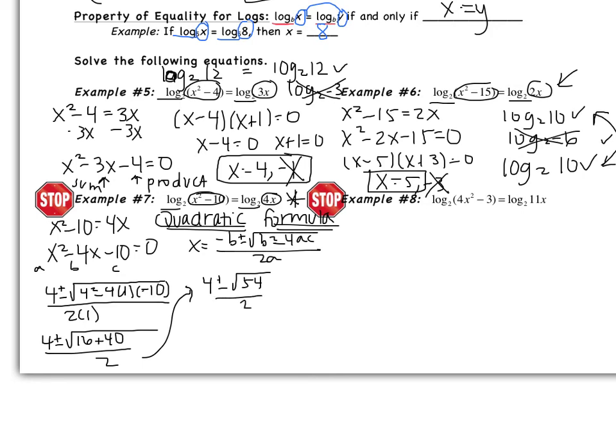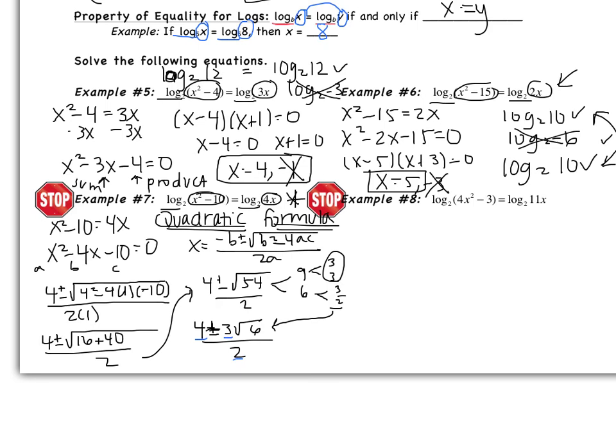I have to simplify that square root of 54. 54 is 9 times 6. 9 is 3 times 3. 6 is 3 times 2, so I have a pair of 3's. So this becomes 4 plus or minus 3 root 6 all over 2. That 3 on the outside comes from the pair. The 6 underneath the root are from this 3 and this 2 that don't have a partner. I cannot simplify this anymore. There's nothing that goes into both 4, 3, and 2 with the exception of 1.